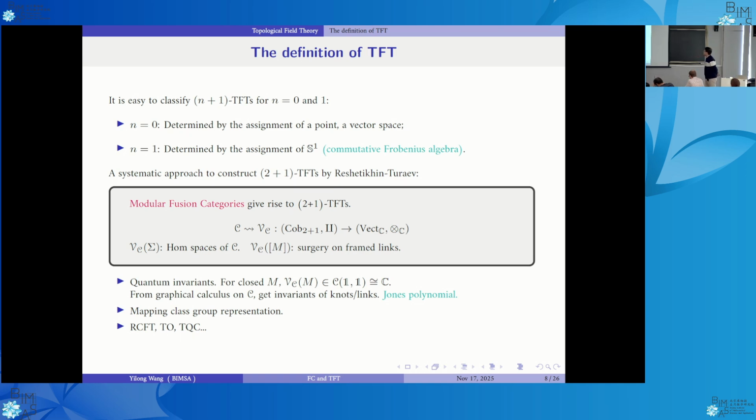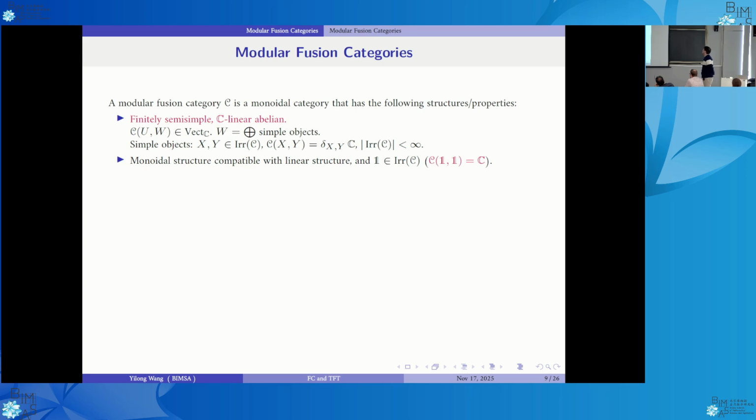For example, in rational conformal field theory, actually the notion of modular fusion category, previously called modular tensor category, is defined in the context of rational conformal field theory. And in the study of topological orders or topological quantum computing, they are also very important concepts. So what is a modular fusion category? It is a monoidal category that has extra structures and properties.